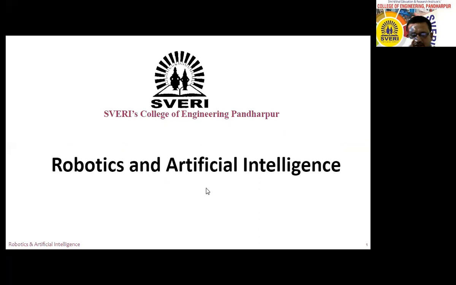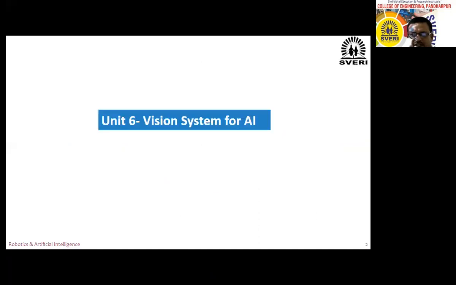Today we will start chapter number 6, or unit number 6, Vision System for AI. Now, vision means what? To look or to sight an object. In a robot system, it is known as machine vision. Already we have seen different types of sensors used in robots to sense different things. Therefore, that is nothing but the vision system.